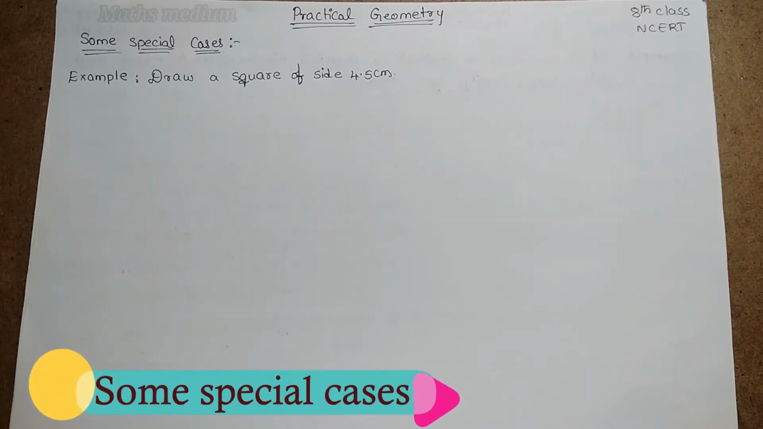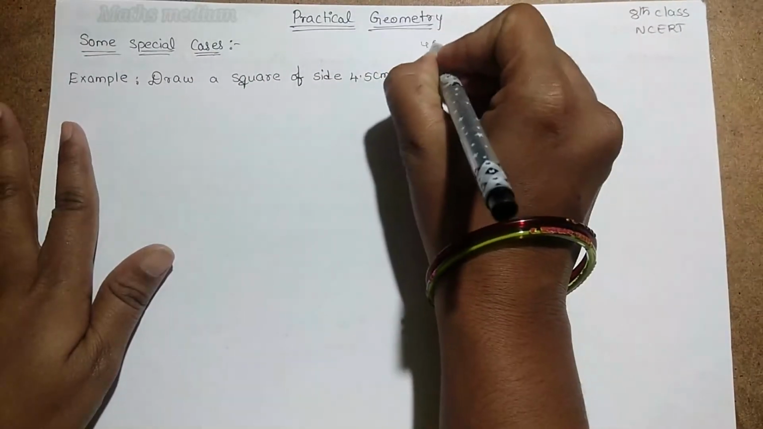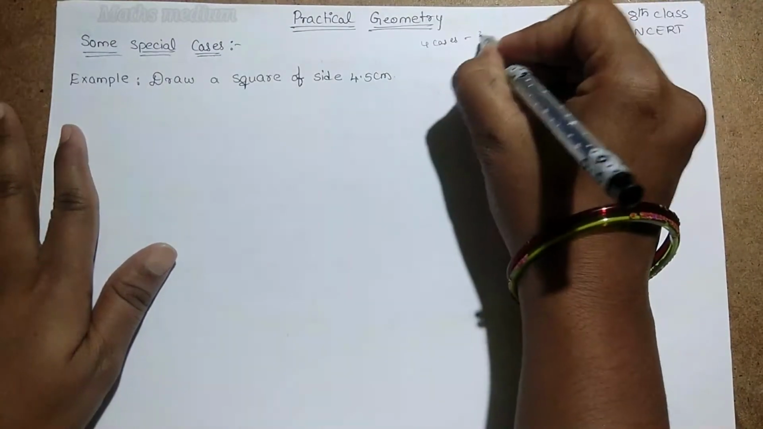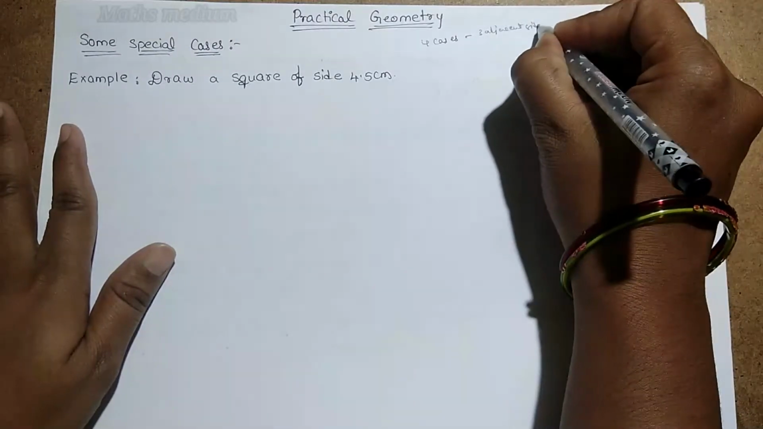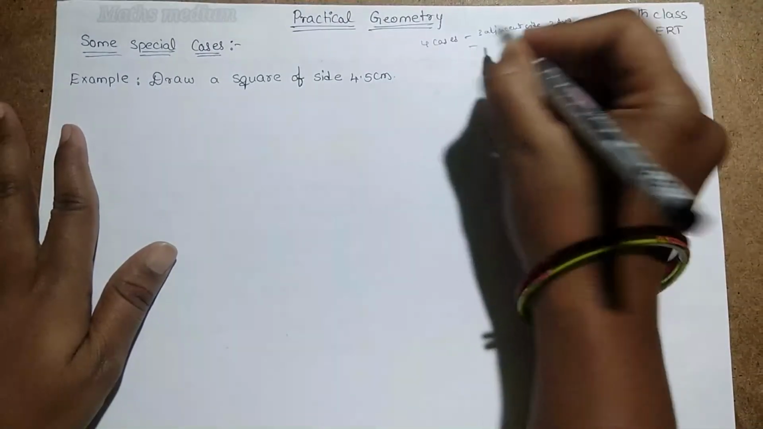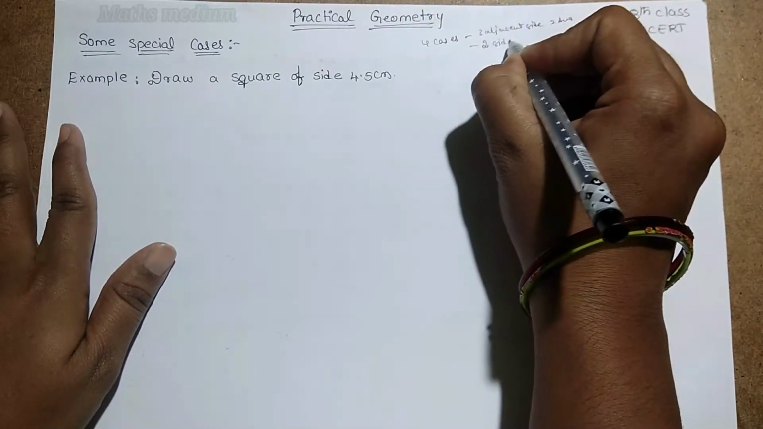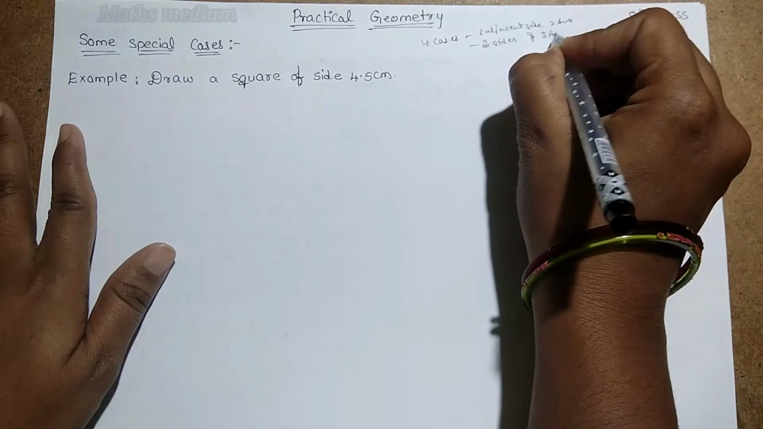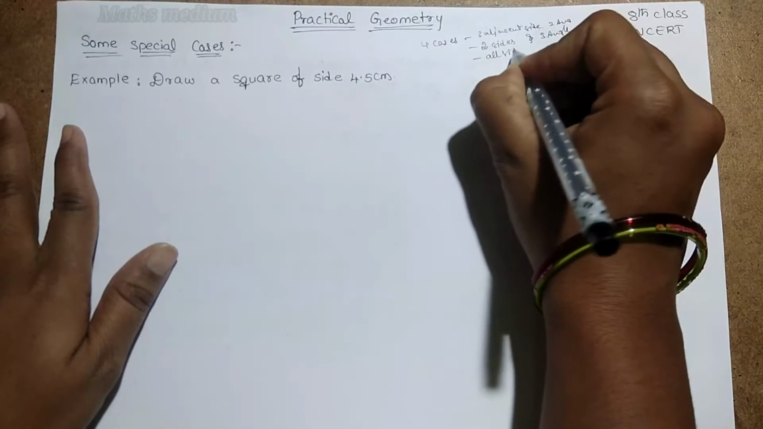Today I came with another topic, that is some special cases in our practical geometry from 8th class NCERT. In previous videos, you have learnt about some 4 cases. Those are: if 3 adjacent sides and 2 angles are given, if 2 sides and 3 angles are given, and another type is when all sides are given.